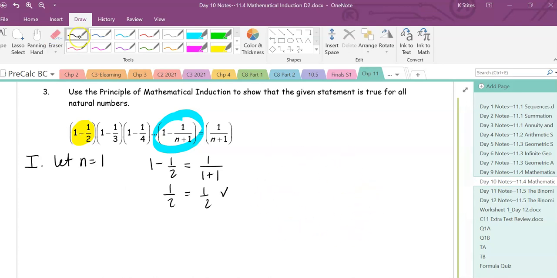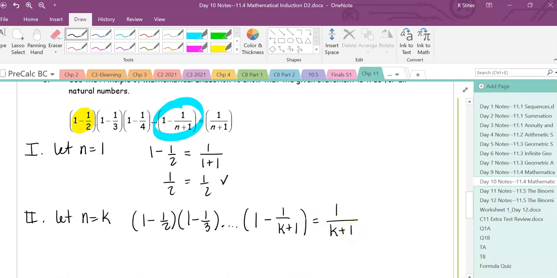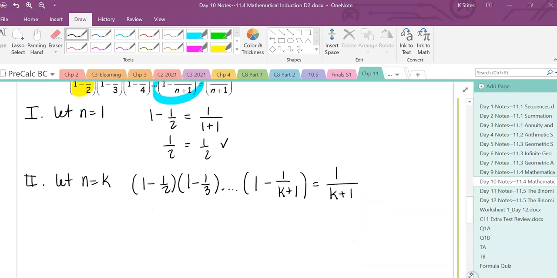All right, so now we're going to let n equal k. This is kind of annoying to write it all out, but we're going to do it anyways. If you want to just put those, that's fine. And again, we're just plugging in a k for n. So this is what we're assuming is true. But now we need to prove it true for k plus 1.